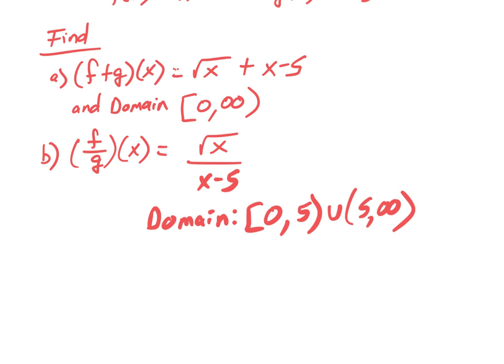So this one had both things that we talked about. It had a radical and it had a denominator. That's not going to happen very often, but there's two things that make that domain change there. All right, so those are different operations with domain, doing a lot of different things.